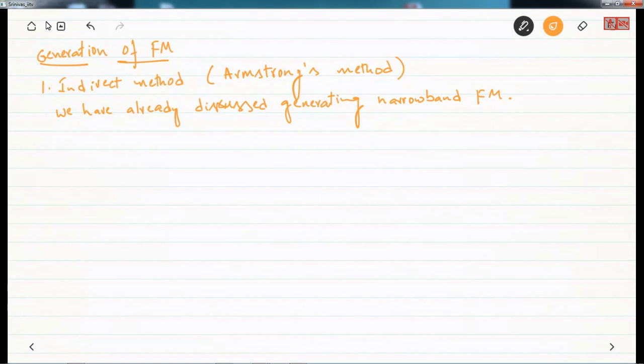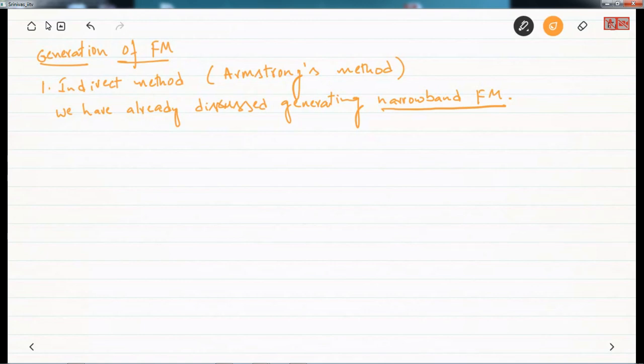So when I say now the generation of FM, what I mean is we want to discuss generation of wideband FM, or generation of FM for any arbitrary value of beta, because beta is the modulation index, and narrowband FM is when beta is very small compared to 1. So we discussed how to generate that particular FM. Now we want to know how to generate a wideband FM. So in wideband FM, you know that modulation index is high or the frequency deviation is high.